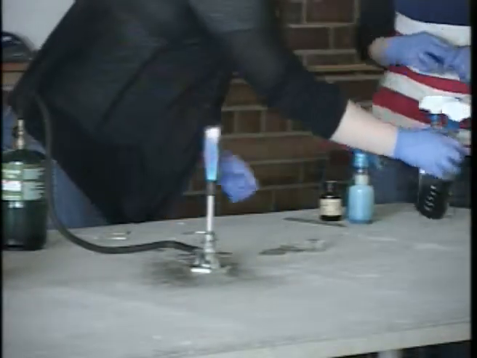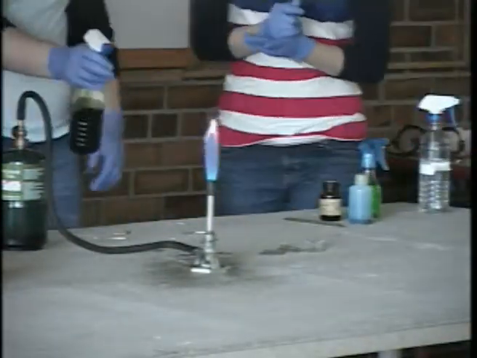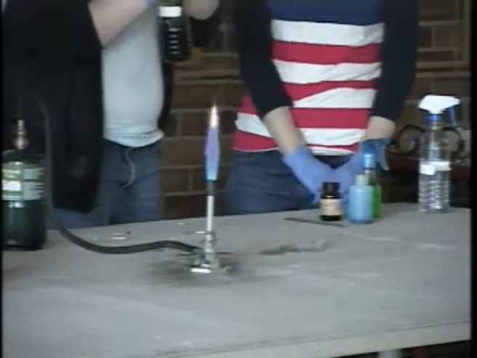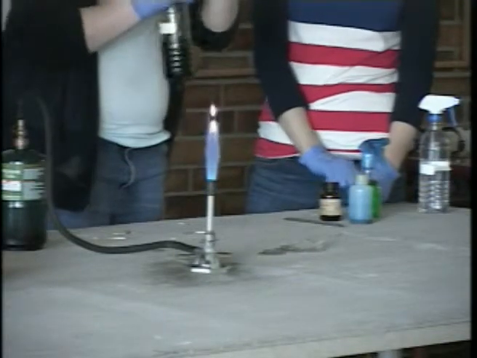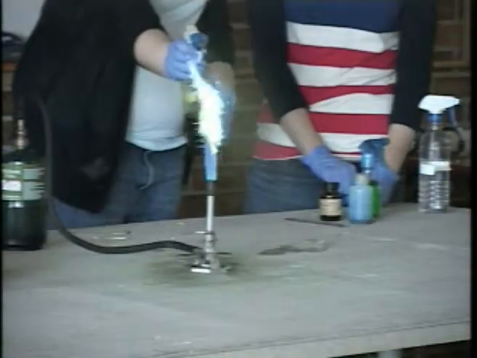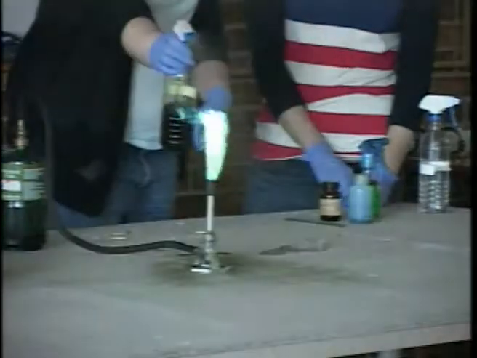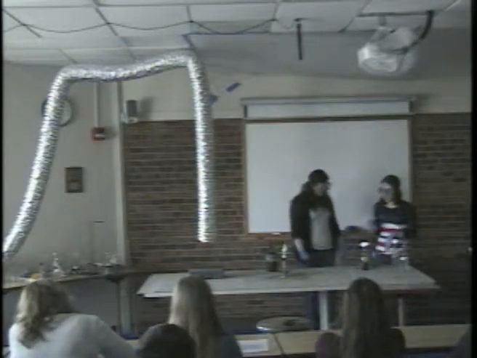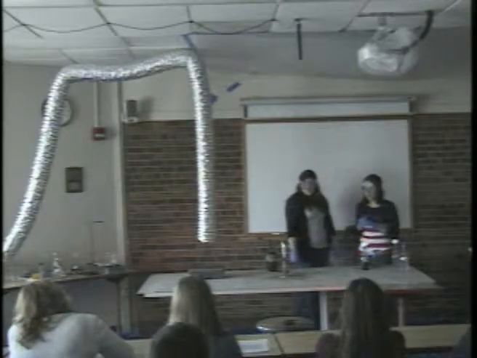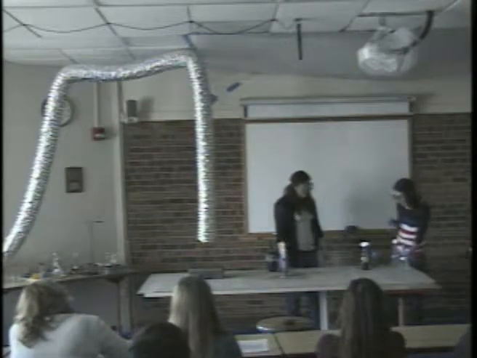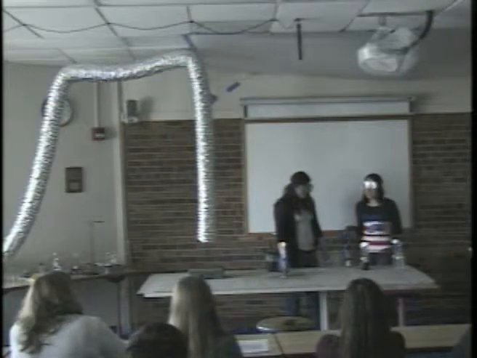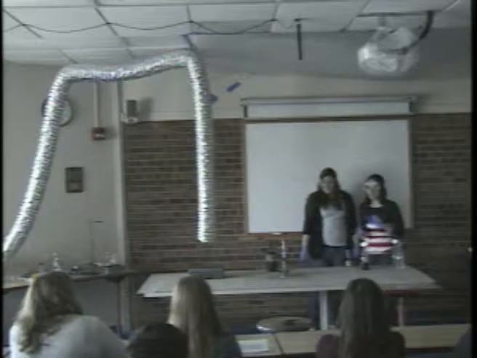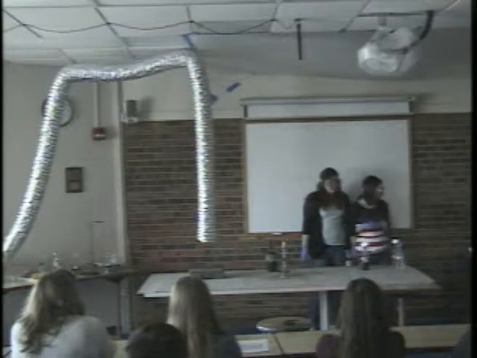Okay, so next we have cupric chloride. And this one's more of a green. And this is actually what they use in fireworks. When they're creating fireworks, they take different metal compounds, and they place them in the fireworks, and that will change the color. So the purples that you see, the reds that you see, that's actually the metal compounds.